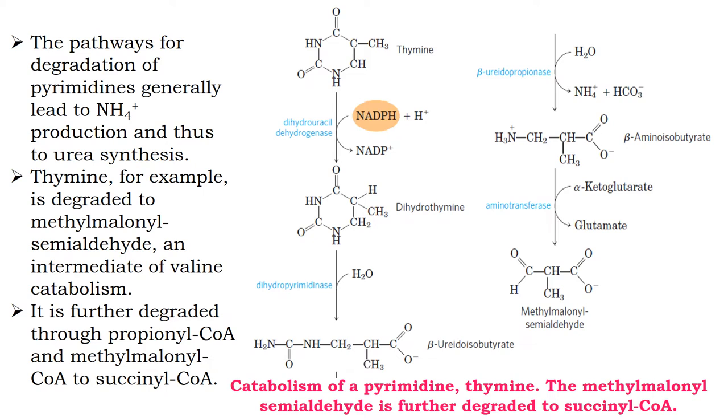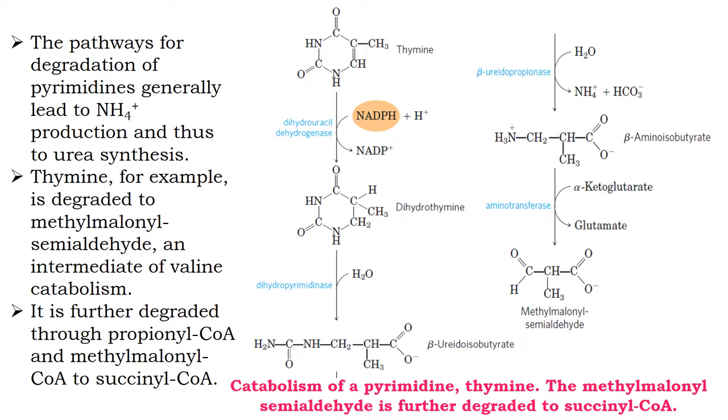Methylmalonyl CoA is again converted to succinyl CoA, and this succinyl CoA can be shunted to the Krebs cycle. So we know that this succinyl CoA can be shunted through the Krebs cycle.